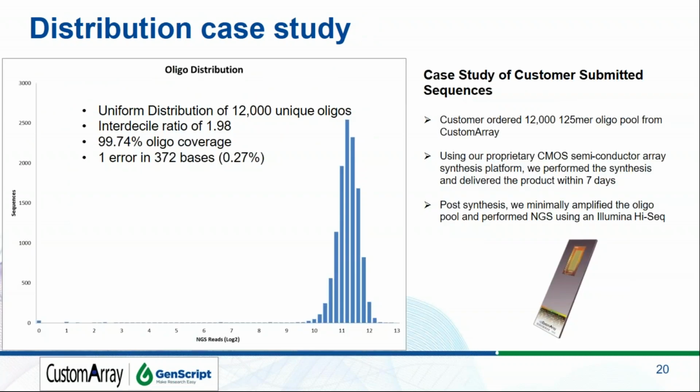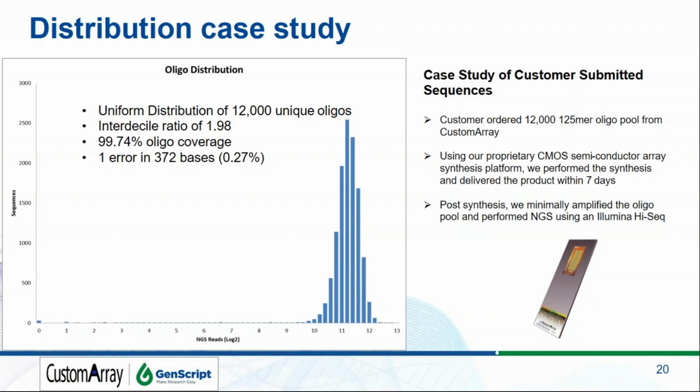This is a distribution case study. Basically, this is somewhat similar to the previous slide, but this is one we conducted internally. A customer sent us an order of 12,000 unique oligos. These were 125-mers. We made it on our 12K chip. And then we took a deep dive into it to look at what the performance of these oligos was.